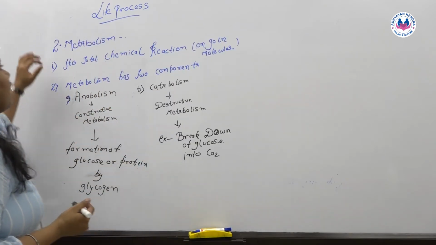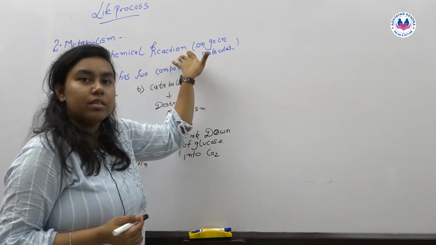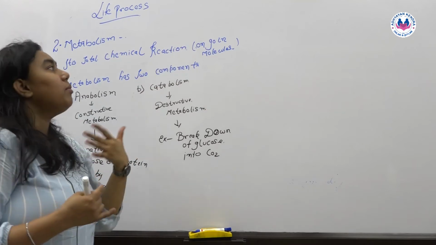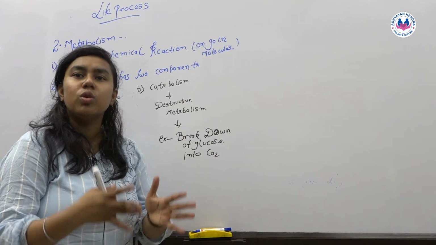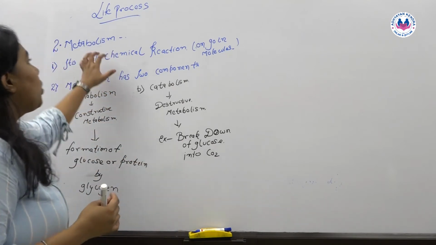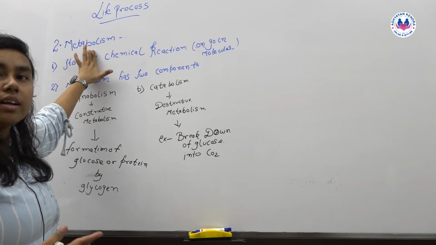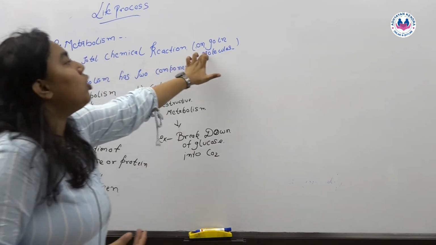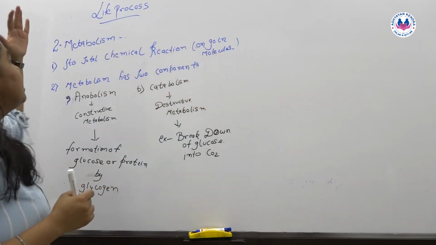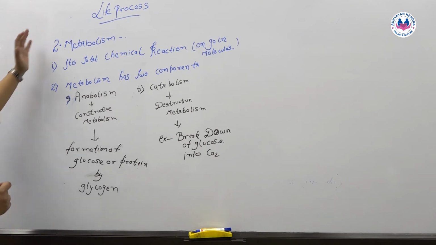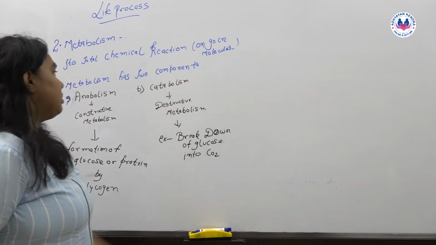Okay, the next topic is metabolism. It is totally a chemical reaction. Metabolism means whatever forms exist in our body, whether it is protein, glucose, or carotene, anything, it totally depends upon the metabolism of our body and an organism's body. Metabolism has two components, anabolism and catabolism.